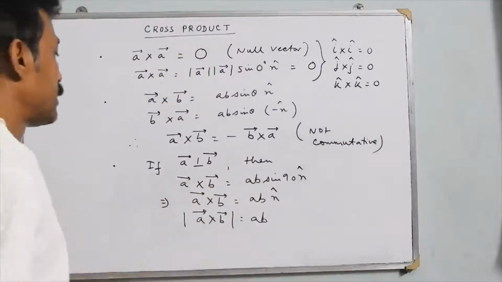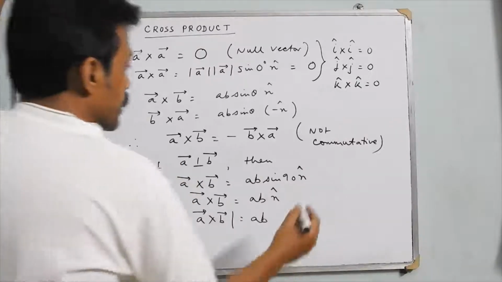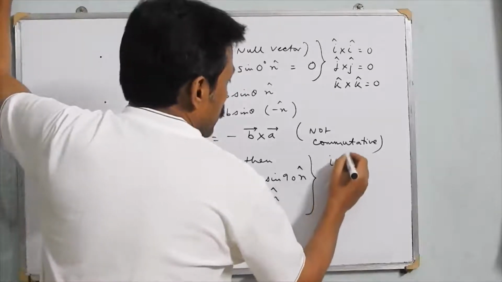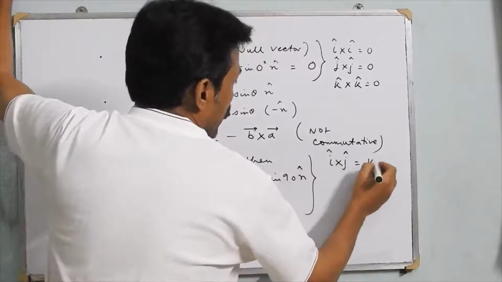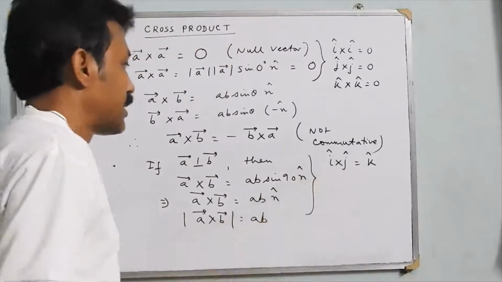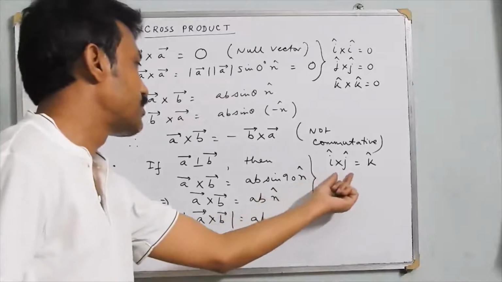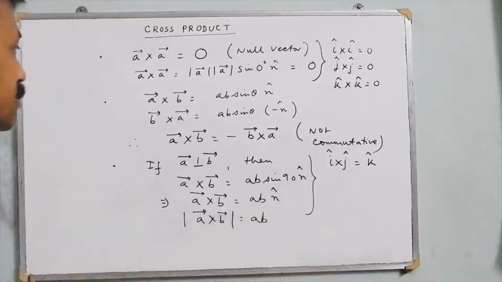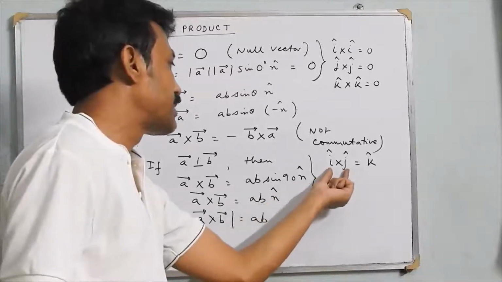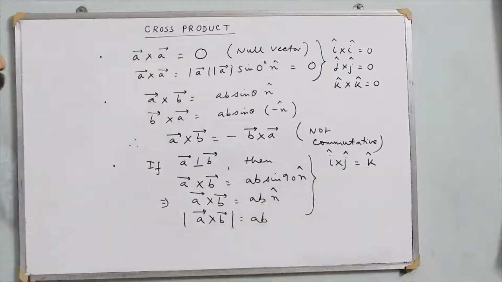And from this, A cross B, if A vector is perpendicular to B vector, then you can certainly say that i cross j will give you k hat. Because if you find i cross j, they are perpendicular to each other, you will get modulus of i, that is 1, modulus of j, that is 1, and sine 90 is 1, and the unit vector, that is n hat. That means the unit vector perpendicular to the xy plane is obviously the unit vector along the z axis, that is k hat.